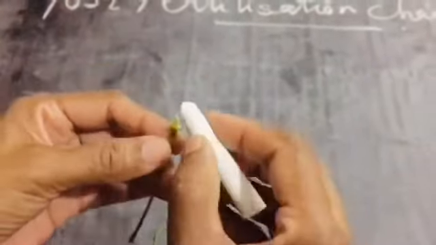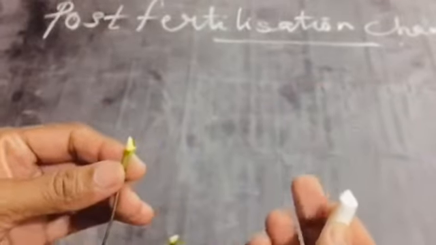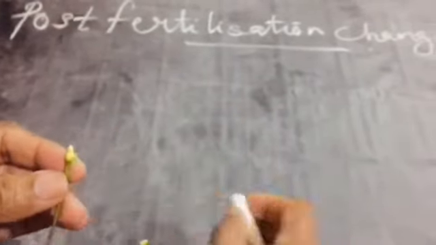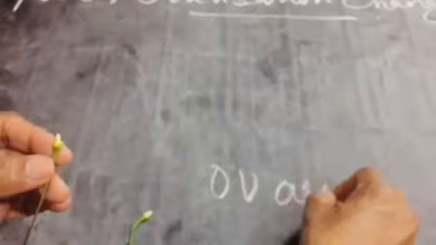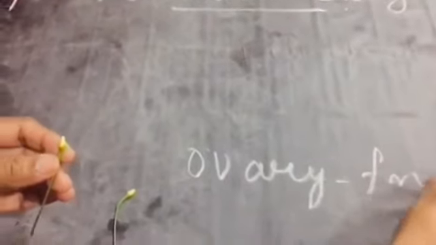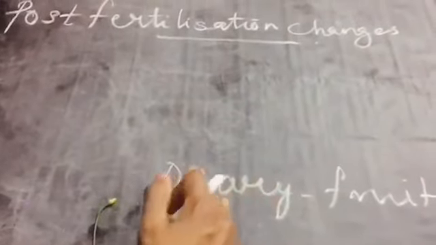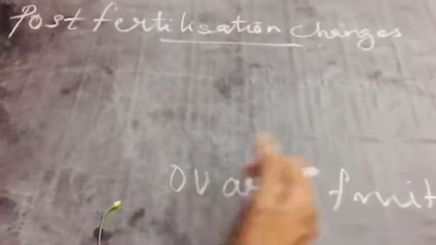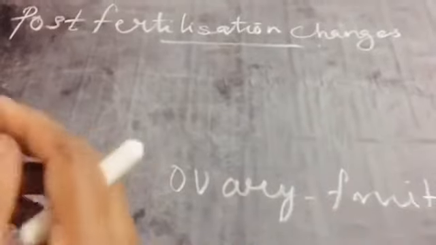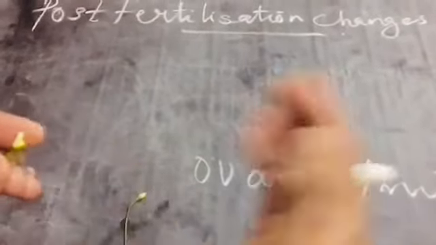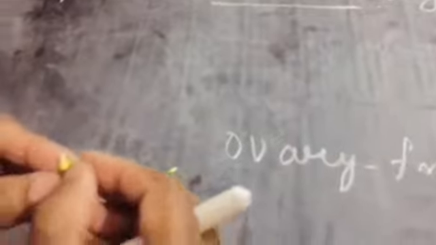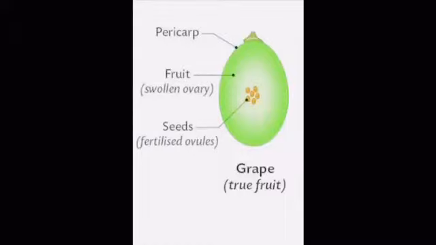Now, the ovary swells and changes into fruit. This kind of fruit is called a true fruit. From the ovary, the real fruit or the true fruit is formed. The ovary swells and becomes fruit. Now what happened to the ovules inside? Ovules change into seeds. So these are the post-fertilization changes.